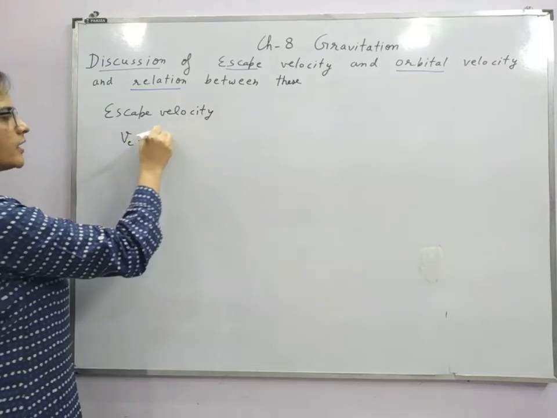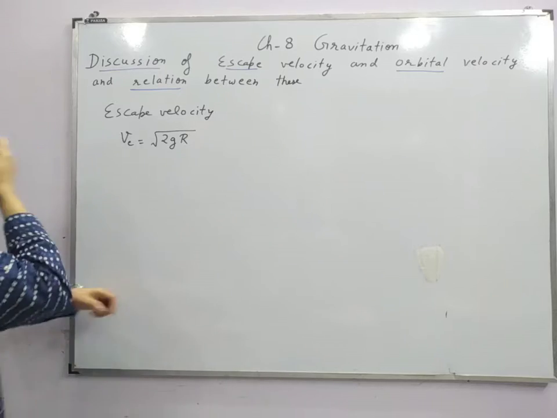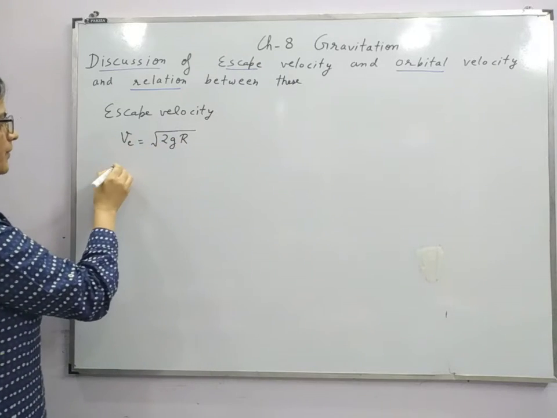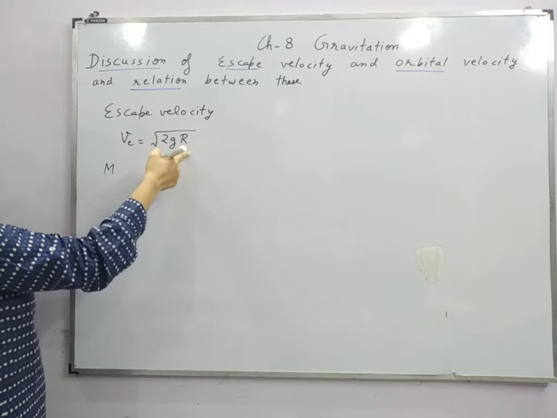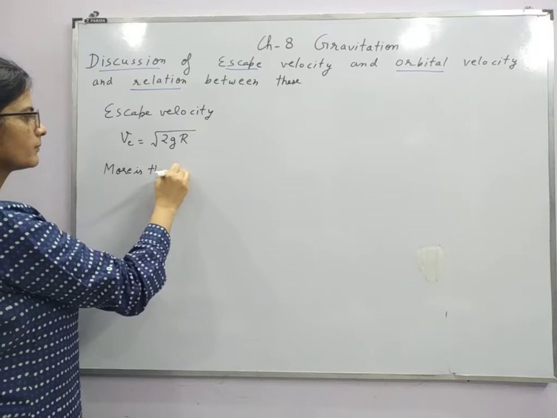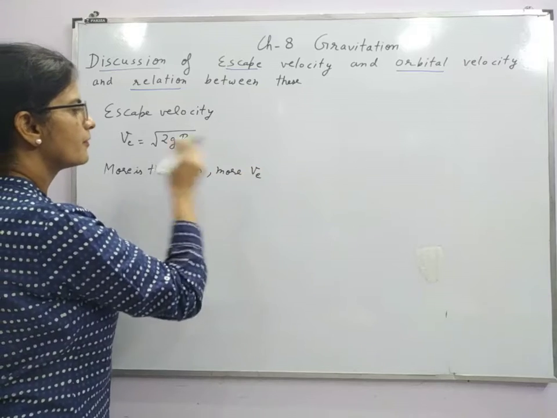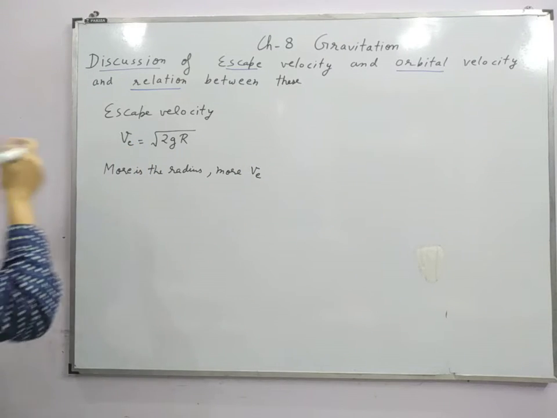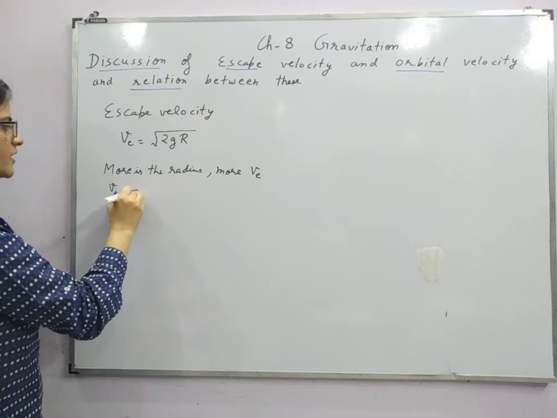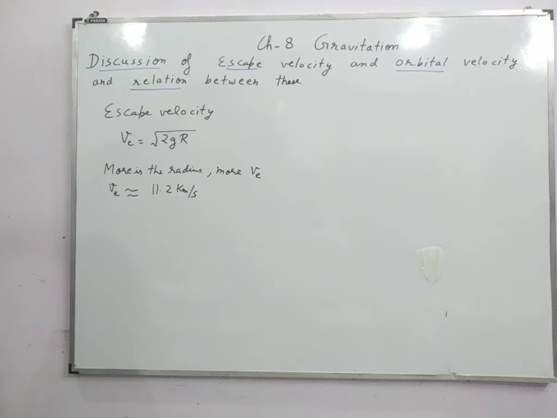VE is equal to under root of 2gR, right? And this shows that more is the radius of the planet, more is the escape velocity, right? And escape velocity, as we had seen, is nearly equal to 11.2 kilometer per second on the Earth's surface. Moreover, we can change the form of this formula.